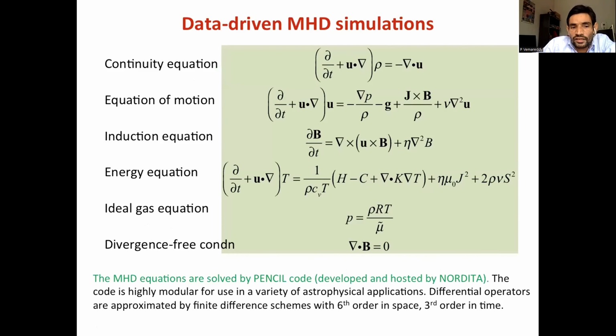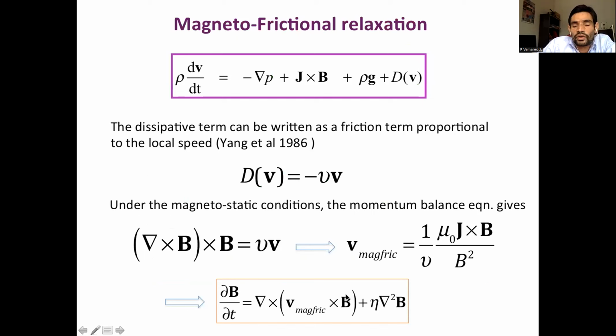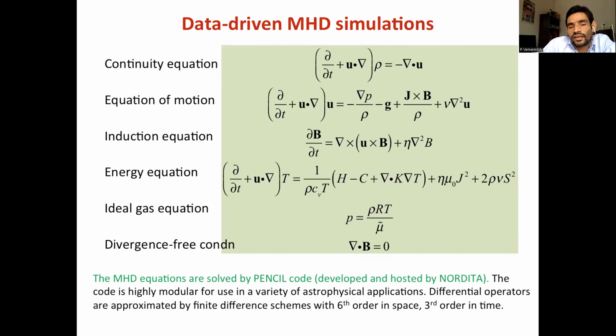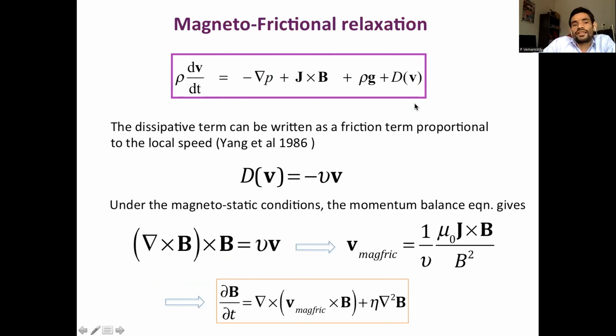So the basic MHD equations which we use, no need to tell much on this, are the equations which can be solved through the Pencil Code. Coming to magneto-friction relaxation, we don't use all these equations. We use only the force balance equation, which is written here as the equation of motion.